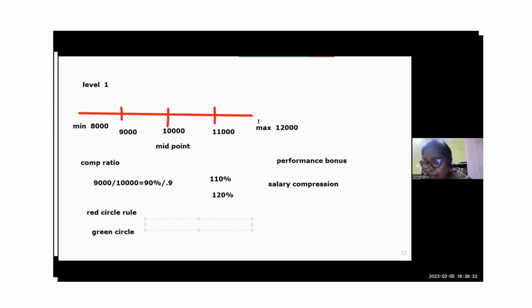Typically, comp ratios are used during annual increments. What do we do in annual increments? We start calculating at an individual level all the comp ratios. Why do I want to do that? Say, for example, 2 people have got a rating of 4, but one is at a 90% comp ratio and the other one is at a 110% comp ratio. Okay, doing the same job. Now, why do I calculate them?